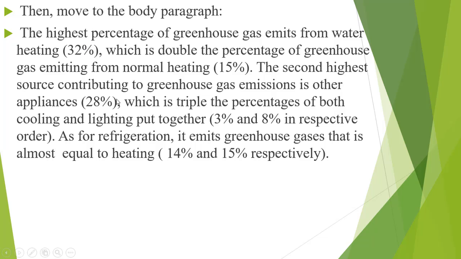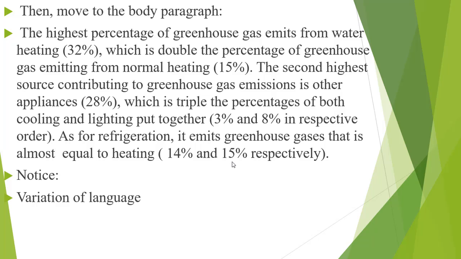And I said the second highest value is other appliances, 28%, which is triple the percentage of both cooling and lighting put together, 3% and 8%. 3 plus 8 equals 11. And this is 28, triple the 11, in respective order, of course. As for refrigeration, it emits greenhouse gases that is almost equal to heating, 14% and 15% respectively. Okay? Notice the variation of language.